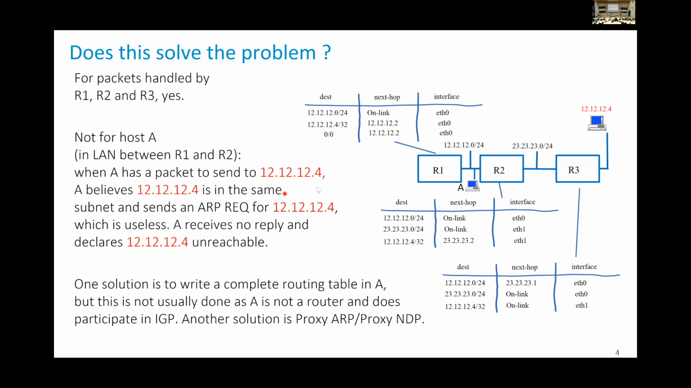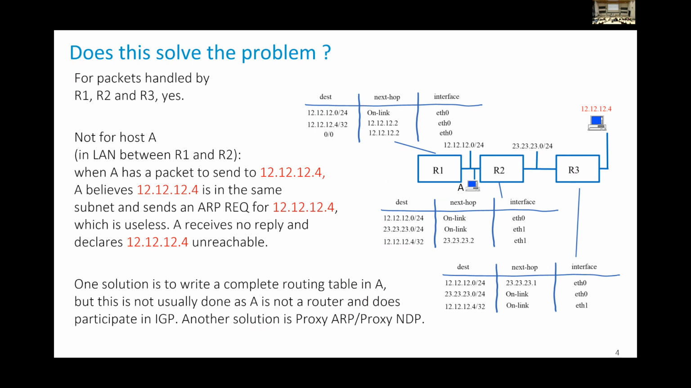Because if A has a packet to send to this machine here, A will analyze its subnet prefix, decide it is local, will send an ARP request to this address. And of course, it will not get there because ARP requests are never forwarded via routers here. They're always contained in the local area network here. So the ARP request will die, no reply will come, and the red machine here will be unreachable. Except if we add another fix, which is called proxy ARP.